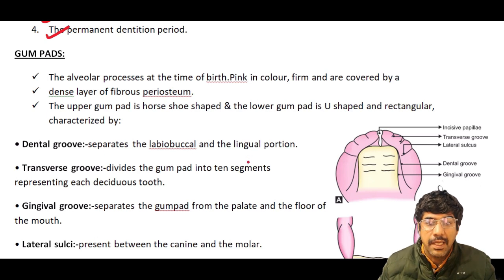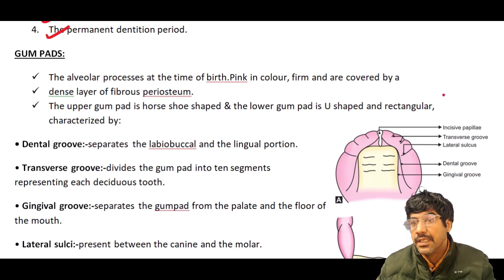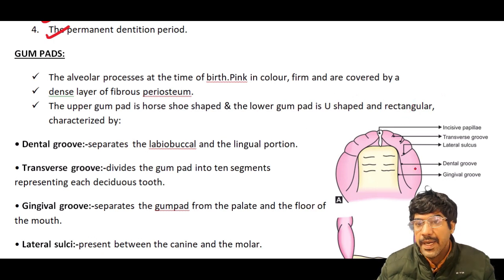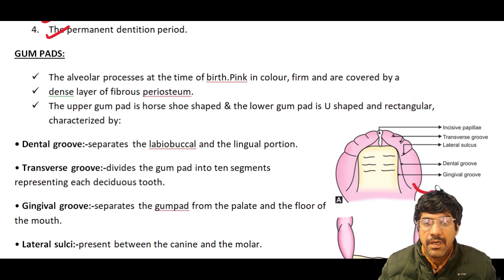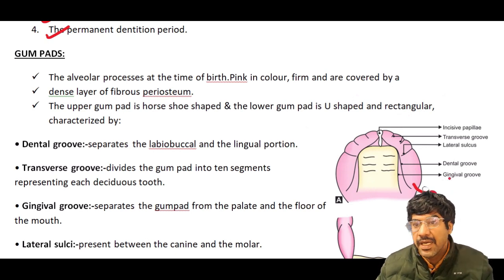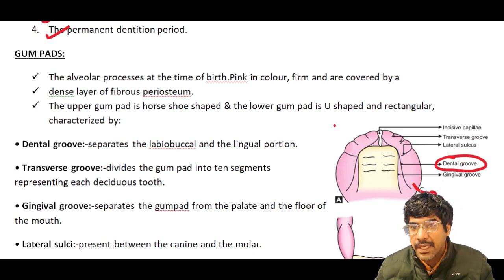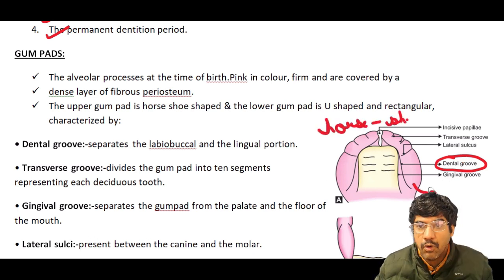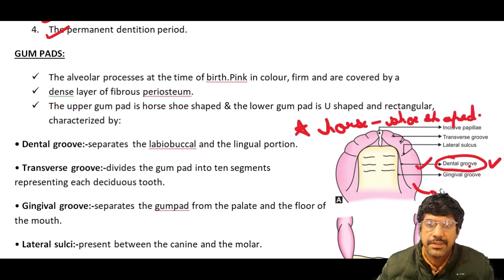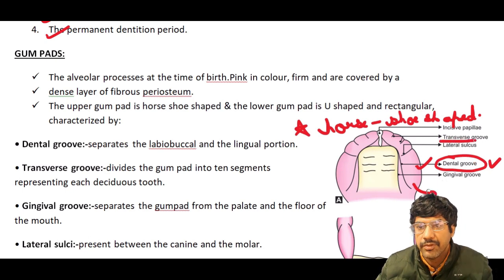First of all, at birth, the alveolar processes are known as the gum pads. Remember, gum pads are pink, firm structures covered by dense fibrous periosteum. They have two parts: the labiobuccal portion and the lingual portion, which are separated by a groove known as the dental groove. The gum pads are horseshoe shaped and are divided into segments by transverse grooves.